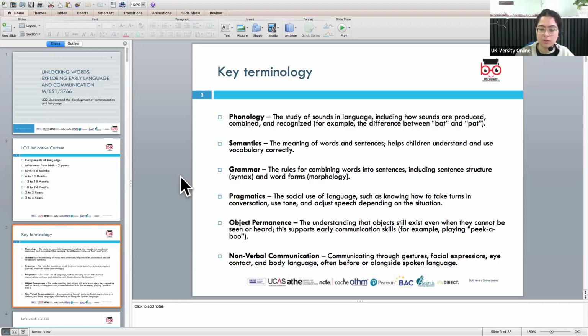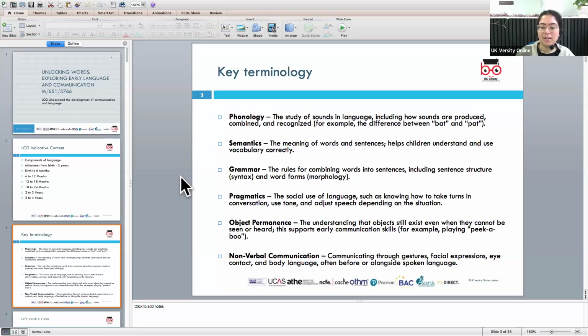Grammar, of course, is the rules for combining words into sentences. It includes two things: morphology, which is how you form words, and syntax, which is how you structure sentences. And the next is pragmatics, which is the social use of language, such as knowing how to take turns in conversation, use tone, and adjust speech depending on the situation. It's more like understanding social cues and knowing about your surroundings, how you need to respond to people. If someone is being sarcastic, that also comes under pragmatics.